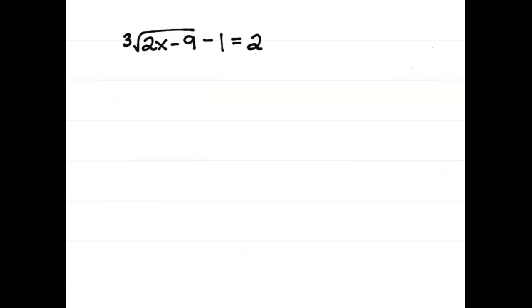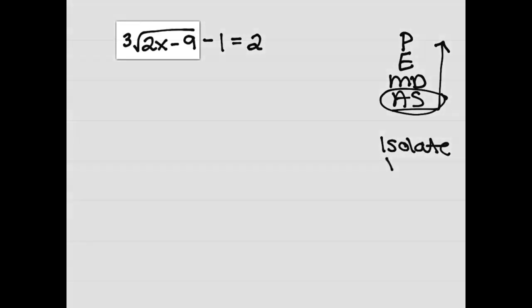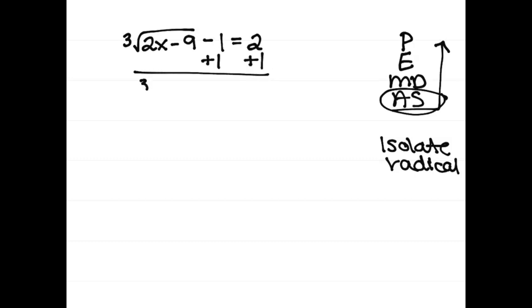Alright, taking a look at this example, I don't have a square root this time, I have a cube root. I'm doing the same process though, so I'm still solving my equations using reverse order of operations, and my first step is always going to be to try to isolate the radical. So my radical is not by itself right now, so I need to start by adding 1 to each side. And that leaves me with the cube root of 2x minus 9 equals 3. Now I can see that my cube root, my radical, is by itself on the left side. So I've achieved my goal of isolating my radical.